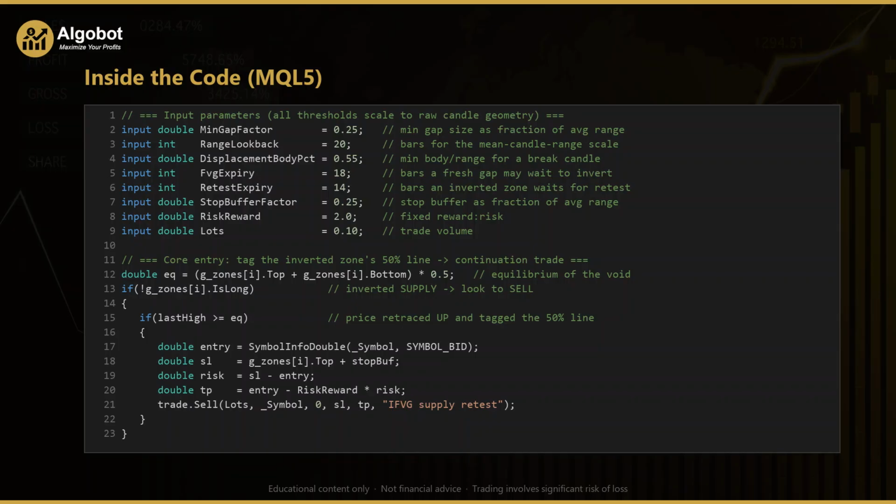The stop loss is set to the top of the zone plus the buffer. The risk is the distance from entry to stop, and the take profit is the entry minus the risk-reward multiple times that risk. Finally, it calls trade.sell to place the order. The buy side, not shown here, is the exact mirror. It uses the ask price, places the stop below the zone, and projects the target above. Clean, measured, and entirely rule-based.